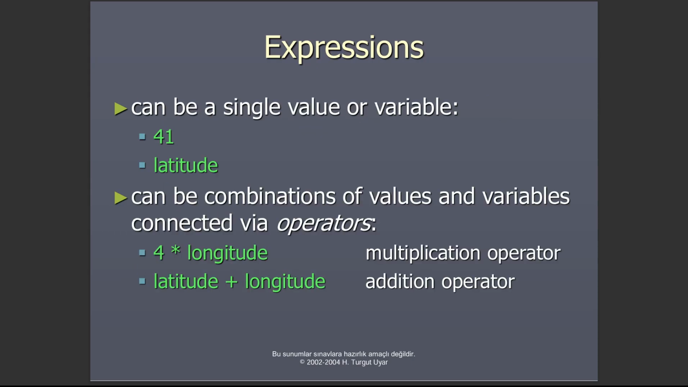And the next one, expressions. An expression is a value or a combination of values and variables. For example, 41 is a value and latitude is a variable, as said. We can also use operators like addition or multiplication. For example, latitude plus longitude, using the values of these two variables. Easy. You know math.